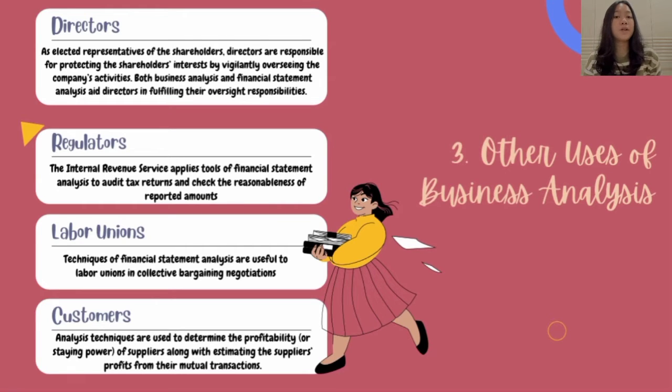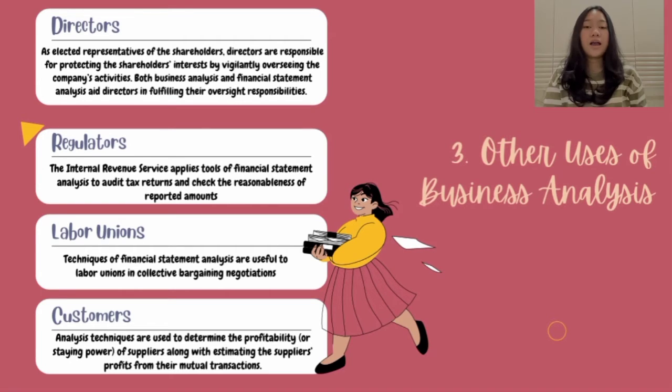Fifth, there are the regulators. The Internal Revenue Service applies tools of financial statement analysis to audit tax returns and check the reasonableness of reported amounts. The next is labor unions. Techniques of financial statement analysis are useful to labor unions in collective bargaining negotiations. And the last is customers. Analysis techniques are used to determine the profitability, or what we can call the staying power, of suppliers, along with estimating the supplier's profits from their mutual transactions.